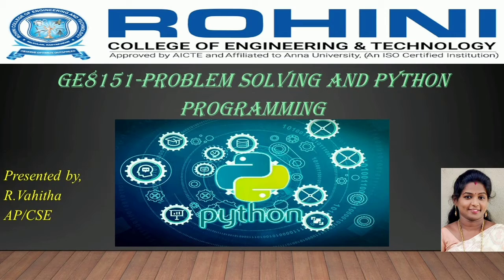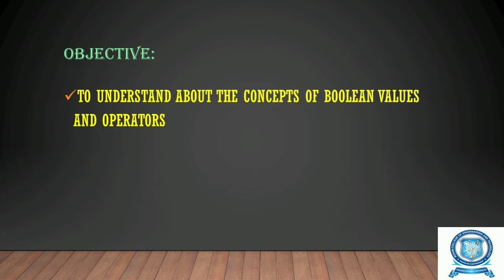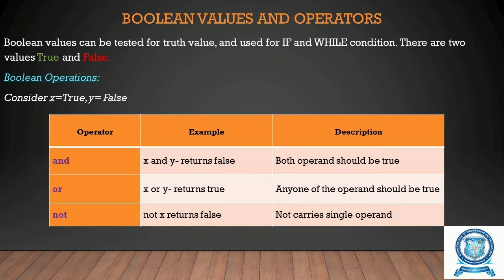I am here to explain a few concepts of the subject GE 8151 Problem Solving and Python Programming. We are discussing unit 3 here, that is control flow and functions. So the topic explained here is Boolean values and operators. Let us know about the objective first. The objective of learning this topic is to have a better understanding of the concepts of Boolean values and operators.